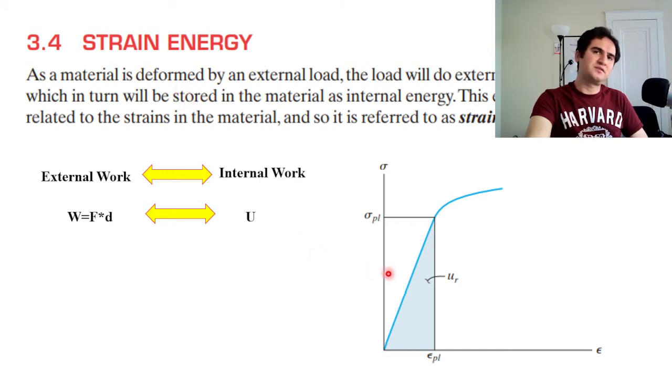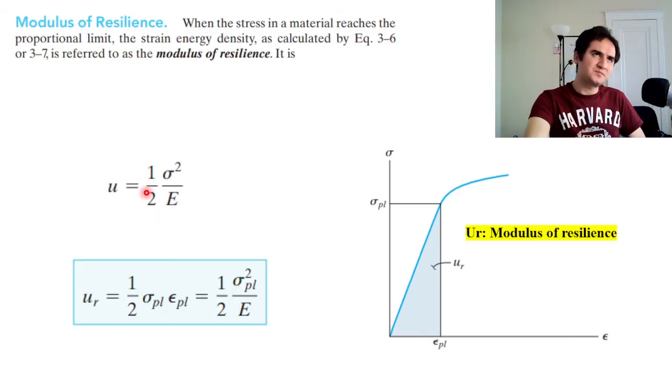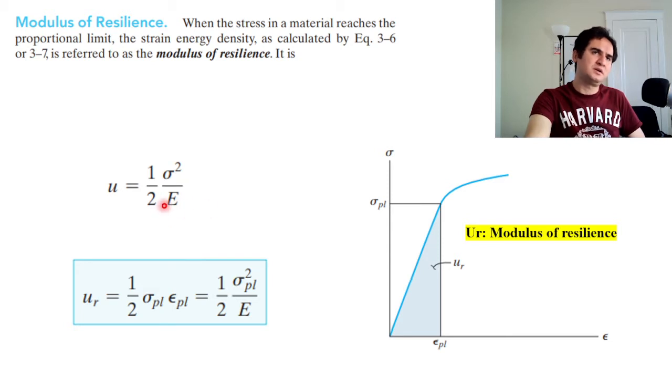A graph shown here is strain energy versus the stress-strain diagram, which shows external work going to internal work. So W is transferable to U, which is the strain energy. And the area under the first region, as we talked about in part 1, the area under the elastic region, is represented by UR, and it stands for the modulus of resilience, a modulus that shows how resilient a material is. And UR is nothing but a half of sigma squared over the modulus of elasticity.